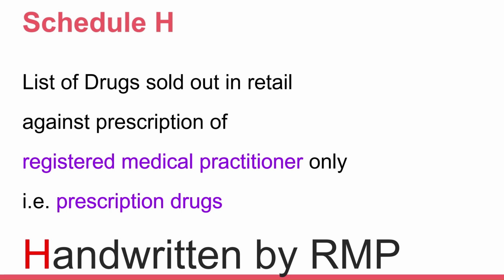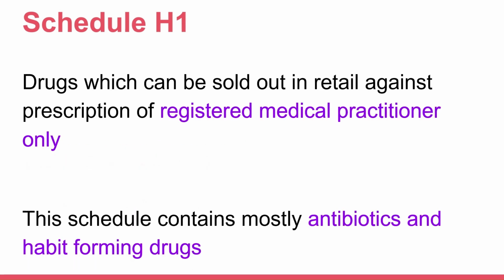For remembering Schedule H, you just remember handwritten by RMP. Handwritten helps you to remember about Schedule H because handwritten starts with H. Handwritten by RMP. The whole sentence helps you to remember that these drugs are sold in retail against prescriptions. Prescriptions are handwritten by registered medical practitioner. Now moving to Schedule H1.